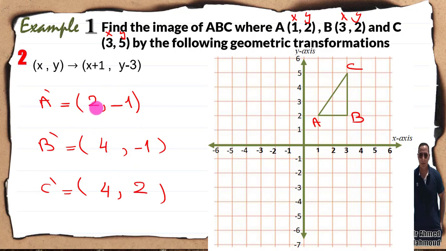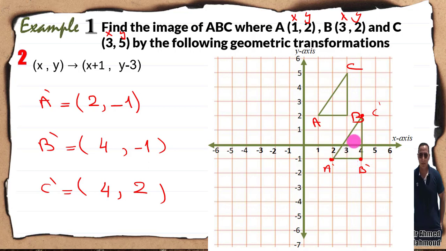Okay, 2 and the negative 1, 2 and negative 1 here in this position. 4 and the negative 1, 4 and negative 1. This is B dash, here A dash. Finally 4 and 2, 4 and go up to 2 here in this position. This is C dash. Finally I'm going to connect A dash, B dash, C dash like this.